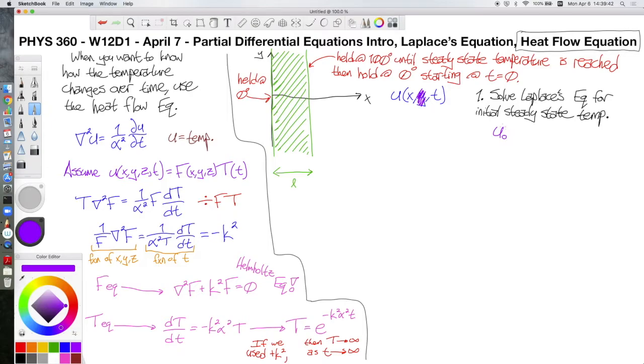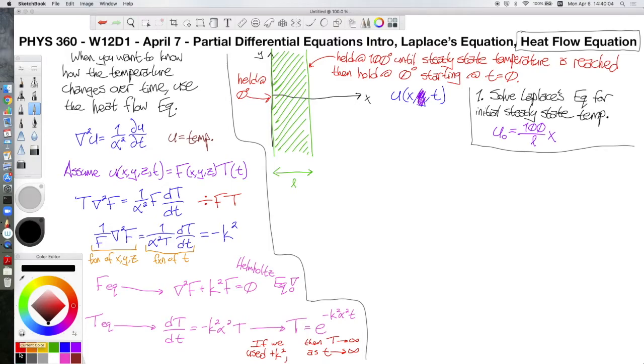that we're going to call u naught, is just going to be equal to 100 over L times x. So the temperature linearly increases from 0 on the left side up to 100 on the right side. So we'll set that aside for now. We're going to move on to our next step.